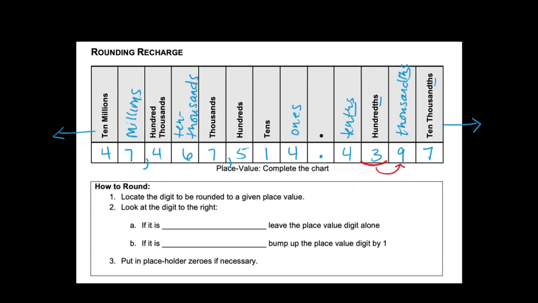If that digit to the right is a 0, 1, 2, 3, or 4, then I leave the place value digit alone. So if it was 0, 1, 2, 3, or 4 to the right, then I would just leave that a 3. It's not, however. If it is a 5, 6, 7, 8, or 9, which in our case it's a 9, you're going to bump up that place value digit by 1. And so instead of 3, that 3 now becomes a 4.